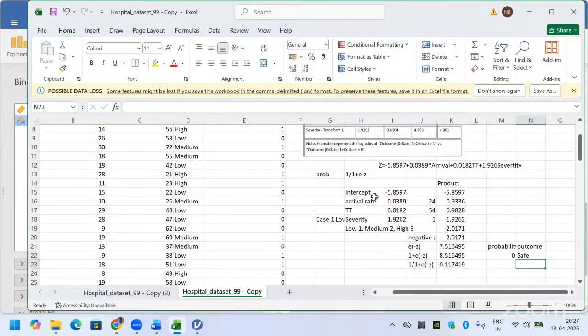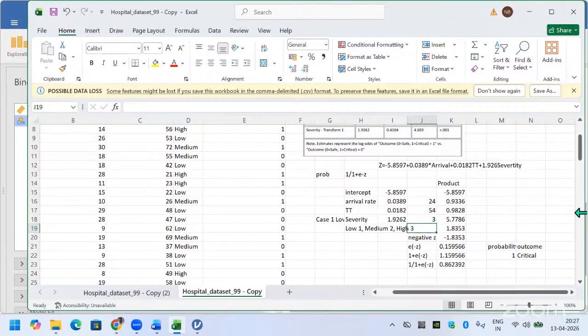Now the arrival rate is more than what they expected, and treatment time is also more than average. But as severity is low, the patient is safe. Suppose severity is 3, let's see what happens. If severity is 3, he's probably going to be in a critical condition. If severity is medium, then also not a problem. The people who have high severity are automatically going to be in a critical condition. This is how we are going to plan this logistic regression. Is that clear?